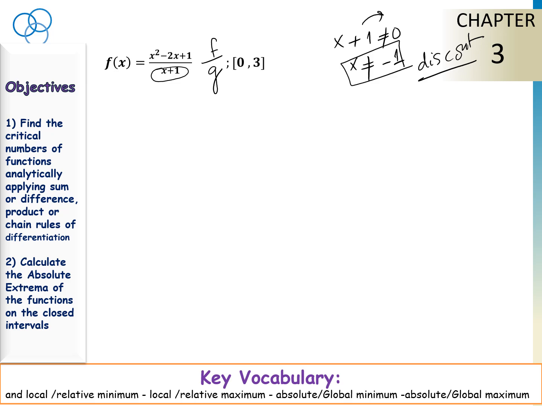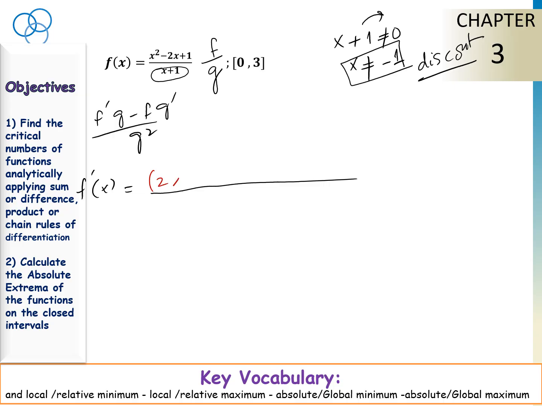Okay, now try to find the derivative. f prime g minus f g prime over g square is our formula. So take the derivative, f prime. The derivative of x square is 2x, minus the derivative of 2x is 2, and the derivative of 1 is 0. And then g, x plus 1, write as it is, minus f, write as it is, x square minus 2x plus 1. And the derivative of g, x plus 1, is 1. Over g square, it means x plus 1 whole square.